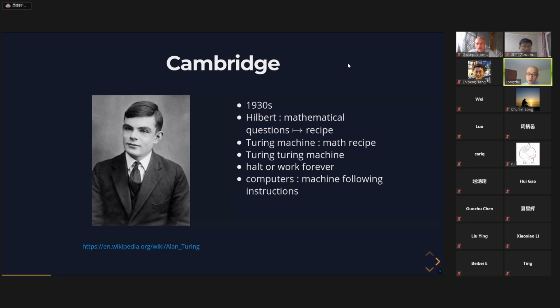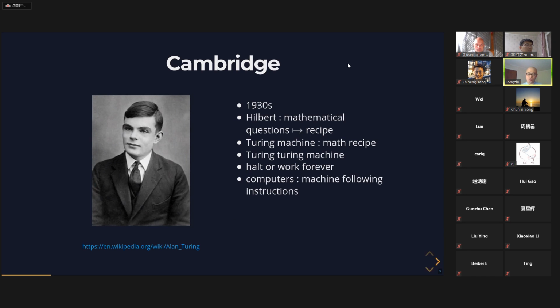And people kind of thought, yeah, computers are pretty much just machines following instructions. Actually, if you look at computers today, no matter whether you do programming or just use a spreadsheet, Excel, or a Word document, it's more or less you giving instructions to let the computer do some service for you.